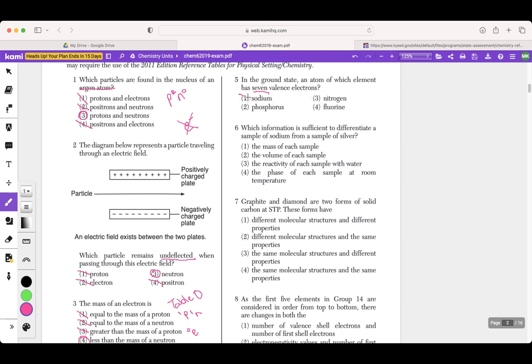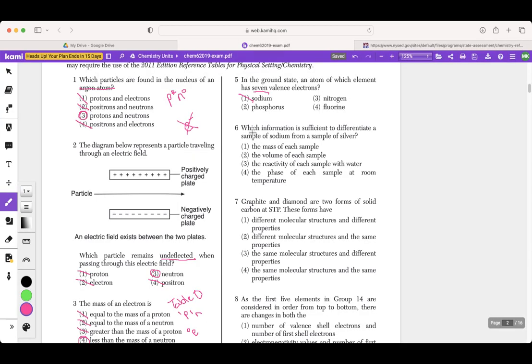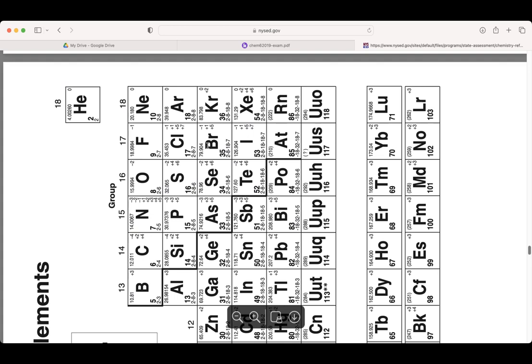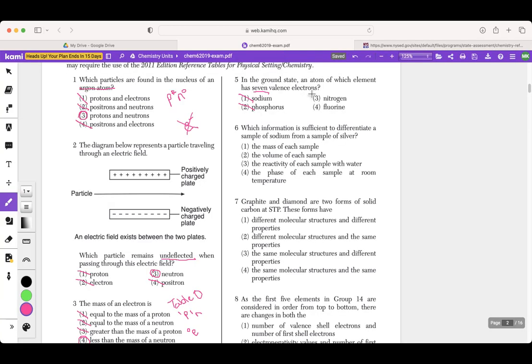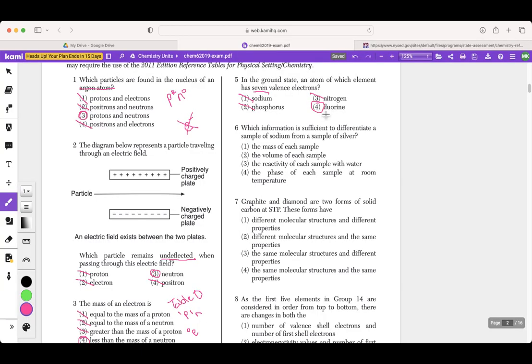Sodium is in group 1, not possible. Phosphorus is in group 15, not possible. Nitrogen is in group 15, not possible. So that leaves us with fluorine. Let's just double check. And we see fluorine does indeed have 7 valence electrons. So your choice is choice 4.